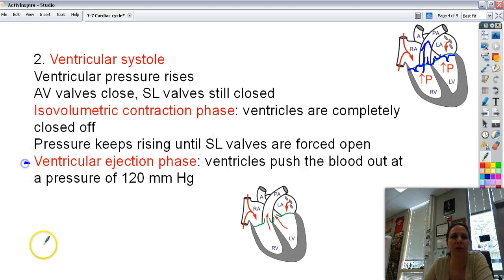That is what we call the ventricular ejection phase, and it makes sense. The ventricles are ejecting the blood out. So the ventricles push the blood out at about a pressure of 120 millimeters of mercury. So when they take your blood pressure and you're 120/80, that 120 is the pressure that your heart is forcing the blood out your aorta and your pulmonary trunk.